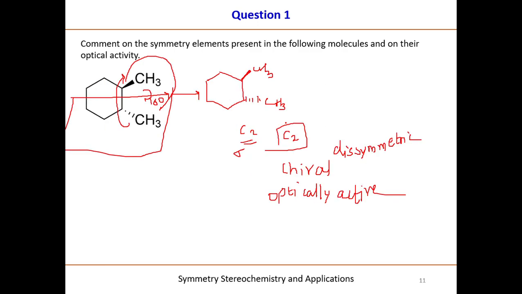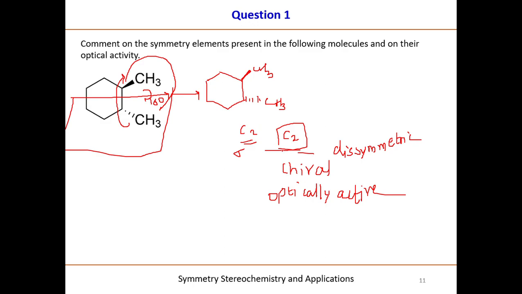So next we have done the same molecule, but only the cis-trans difference is there. So this is trans-1,2-dimethylcyclohexane, and here we observe that only the C2 axis of rotation was present. No other symmetry element was present. No plane of symmetry, no center of inversion, or any other symmetry element was present.